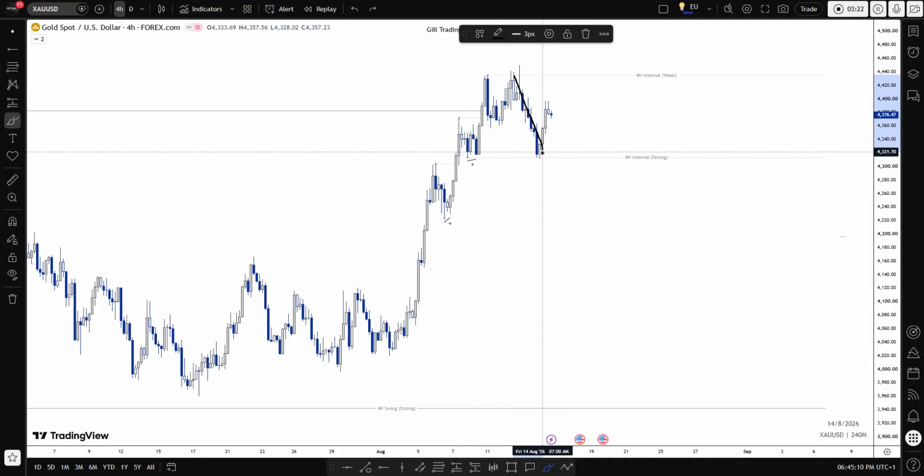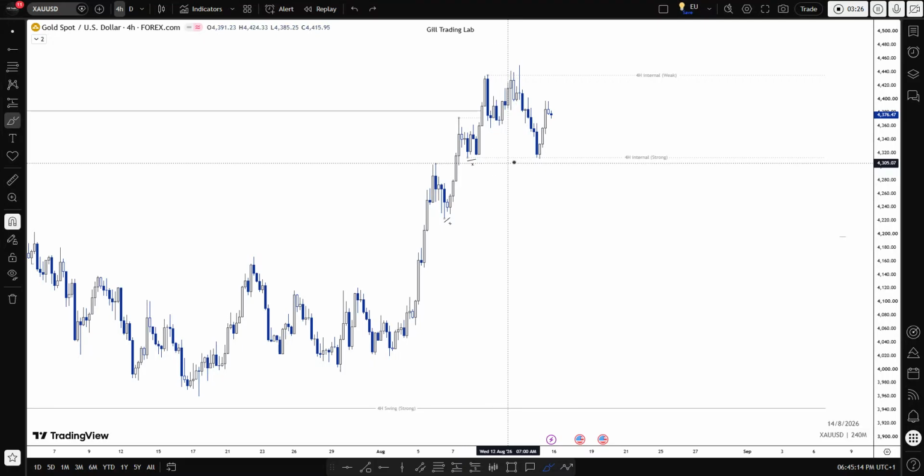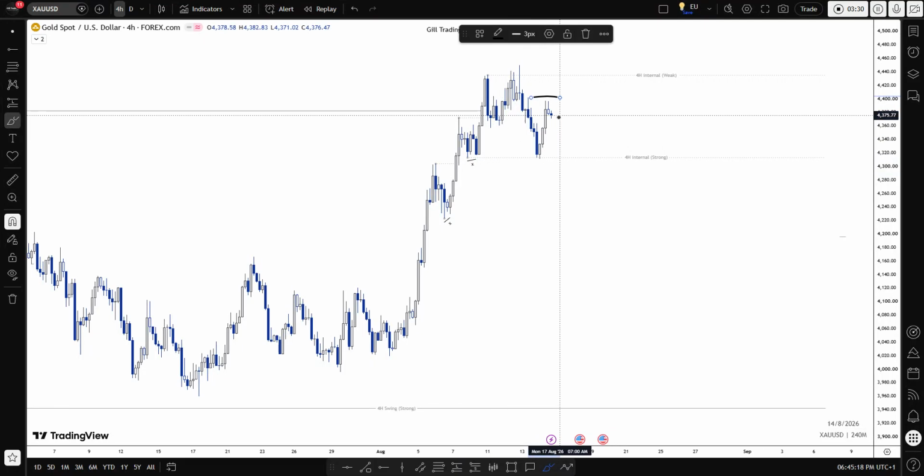We had that internal pullback. Price pulled back, took liquidity below this internal low. So for this coming week, we might either see order flow shift bullish for price to target, because currently this PBL is holding. So we might either see this PBL fail, followed by order flow shift. Then we can see price target the weak high.